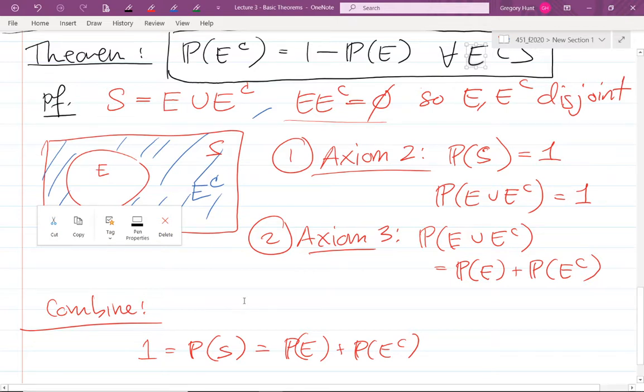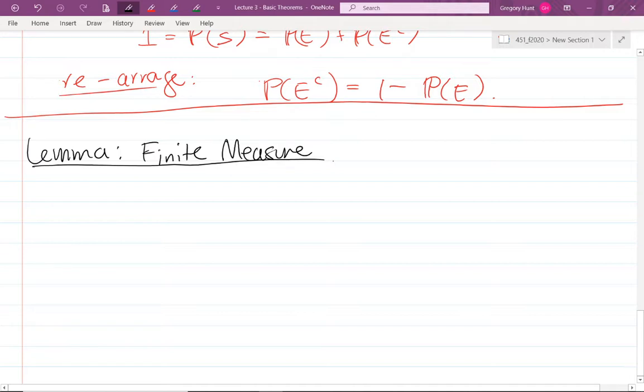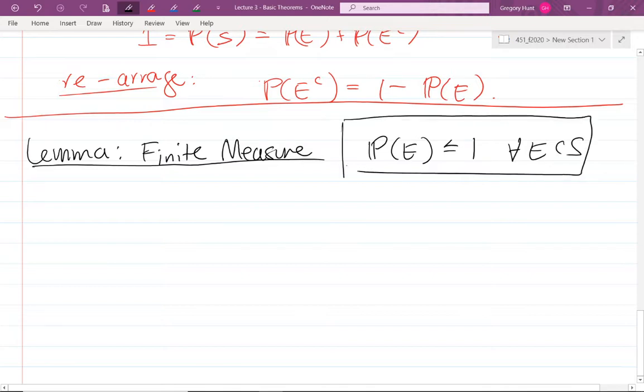There's a real cute little lemma from this. The lemma is just a term for a short little proof. The lemma is called the finite measure lemma. Now here's something we didn't show. The probability of an event E is always less than or equal to 1. So this is true for any event E in my sample space. That's a lemma, that's a theorem. We haven't actually shown that yet.